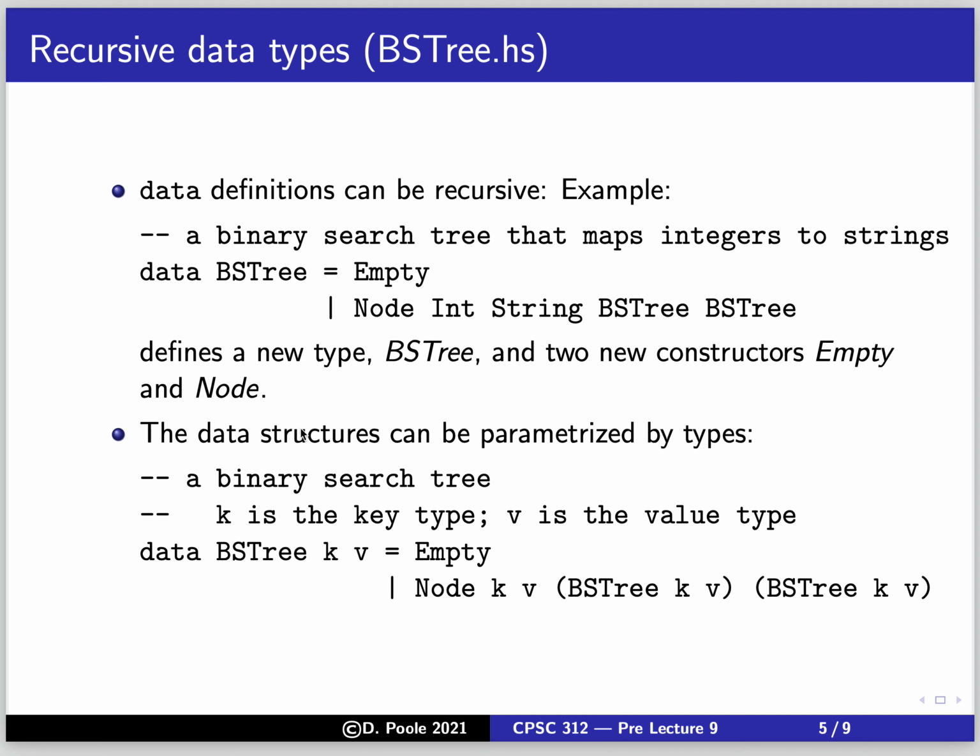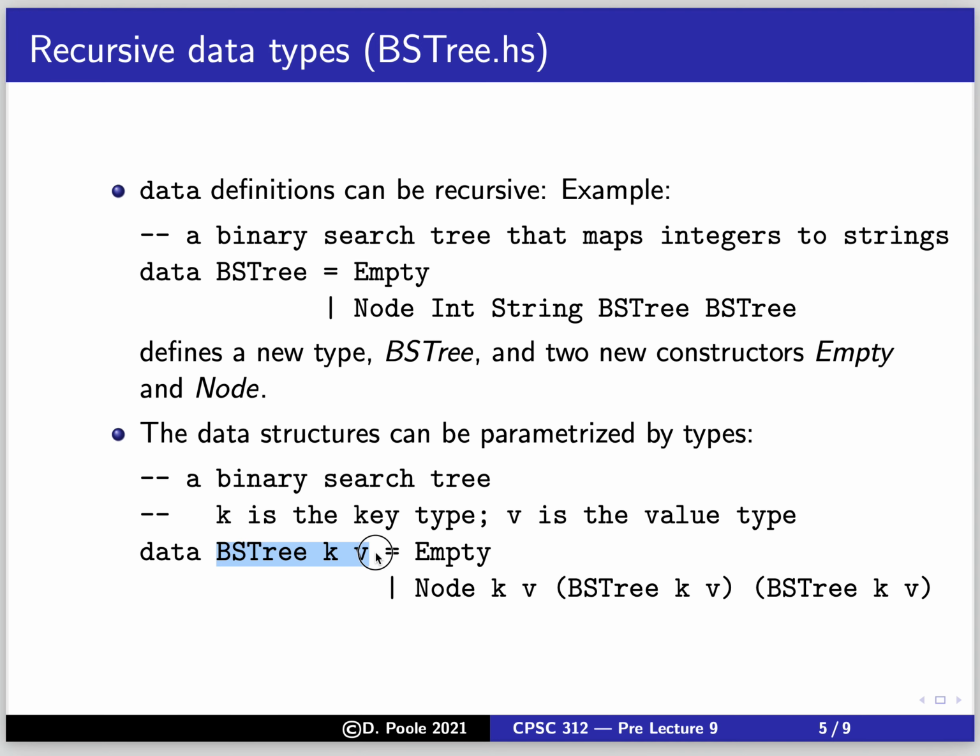So we can also parameterize them by type. So we don't need to do this for node and integer, but we can do it for an arbitrary type k. So k is the key type. So k is a type. But k as a type here has to be part of the BST tree. So all of the nodes have to have the same key type. And so this is going to be the type here. And all the values v have to have the type v.